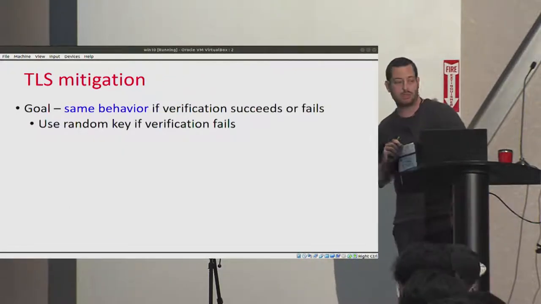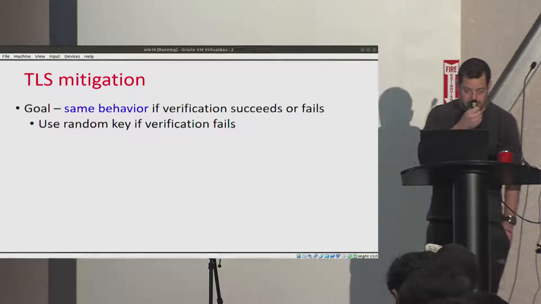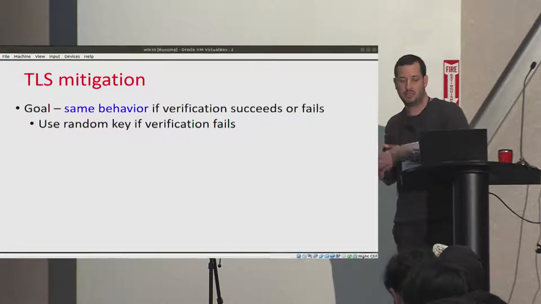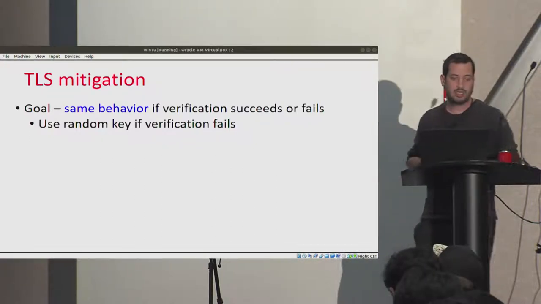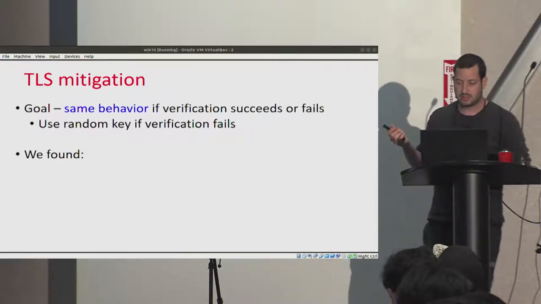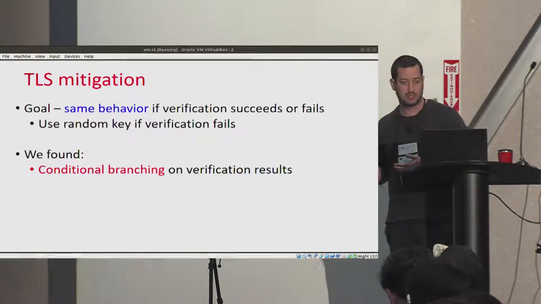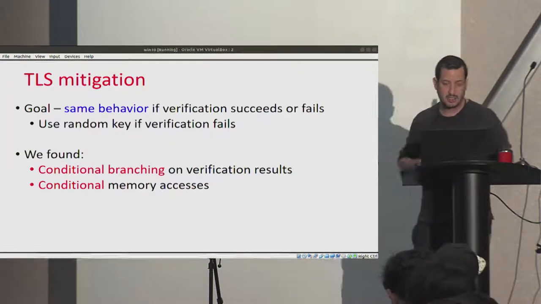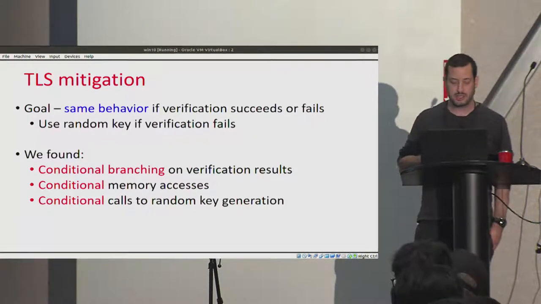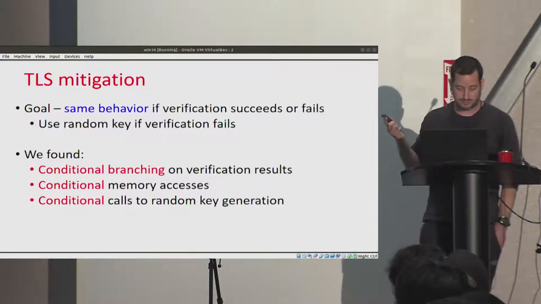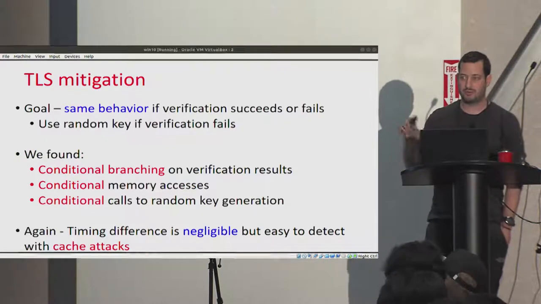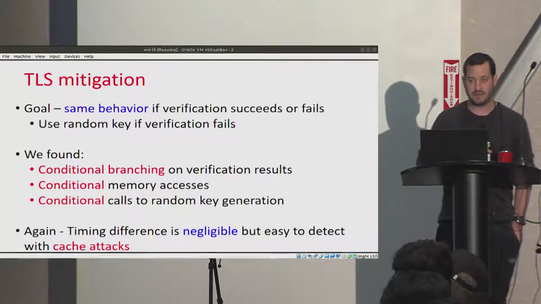Okay, the last layer that we have is what we call the TLS mitigation. As we said before, the goal is to keep the same behavior whether the verification succeeds or fails. And if the verification fails, we use a random key. On this layer, what we found is, again, conditional branching on the verification result, conditional memory accesses, and even, in some cases, the call to the random generator function was only done if the verification failed. Apart from this random key generation, which actually takes quite a long time, most of the timing differences are negligible.